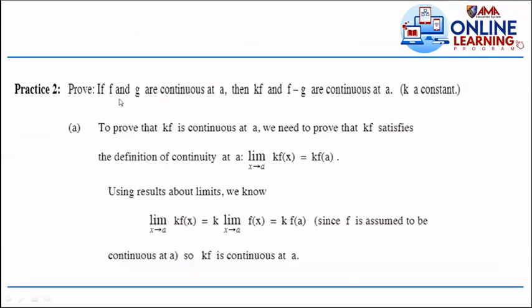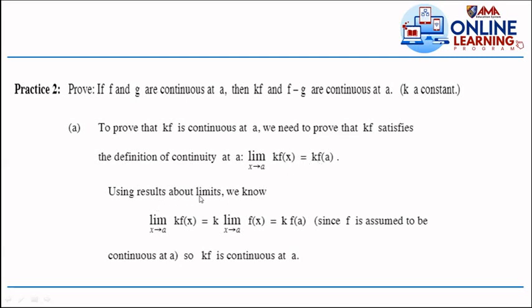So, ipoprove po natin if f and g are continuous at a, then kf and f minus g, itong dalawa ang ipoprove po natin, are continuous at a if k is a constant. So to prove that kf is continuous at a, we need to prove that kf satisfies the definition of continuity at a, is equal to the limit of k f of x as x approaches a, dapat equal sila sa k times f of a. So, k multiplied by function of a. Okay? So, ito yung formula natin sa continuous functions. Dapat mag-satisfy sila dun sa equation na yan.